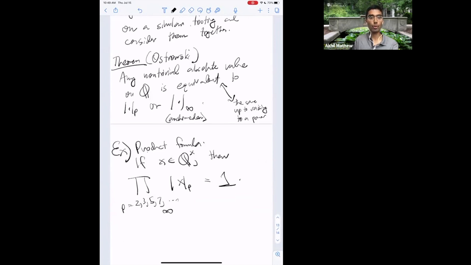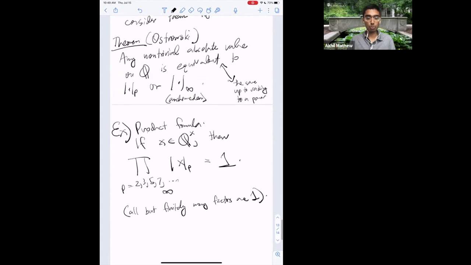And I guess there's no convergence issue. Almost all the factors are 1, all but finitely many factors are 1, and so this infinite product makes sense. There's no convergence issue, and the product is equal to 1. So this is saying that you have all these different p-adic absolute values, and when you combine them, you get this nice formula. In this case, it's not hard to prove because you can use unique factorization and check it for a prime number p, and then there are only 2 contributions and it's going to fall out.